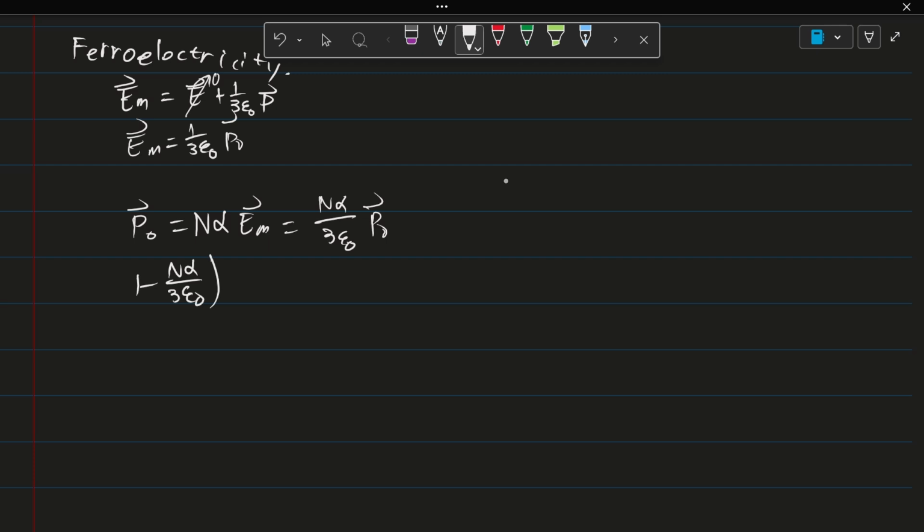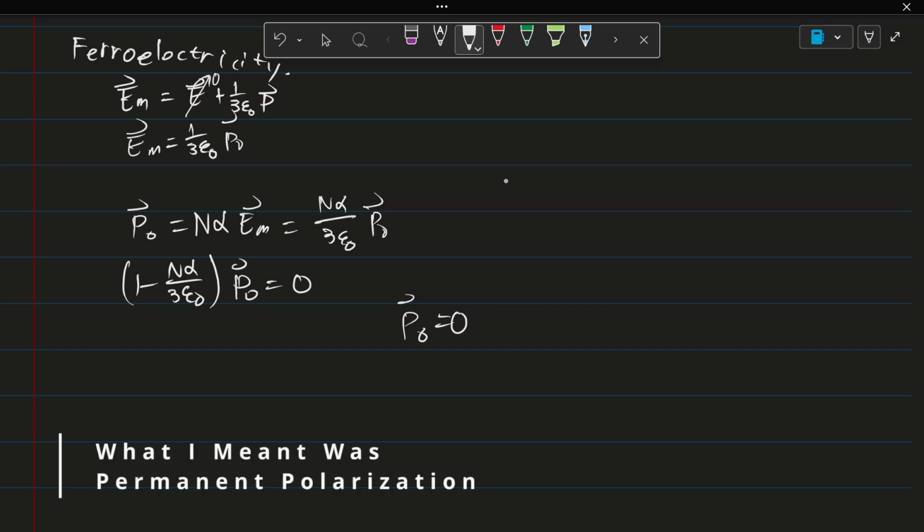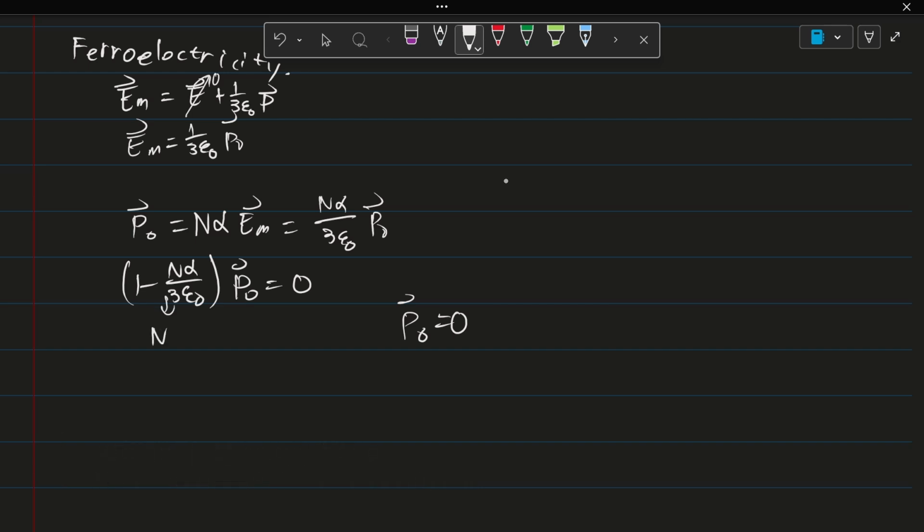If you try to solve this, there is a case where the P0 vector is 0. That means it doesn't have any polarization, and that means this is not a ferroelectric. So this literally means that a permanent magnet cannot exist. But if you consider when alpha over 3 epsilon 0 is 1, you could have a case where the P0 vector is non-zero. This is what we call a ferroelectric material, something like barium titanium oxide.